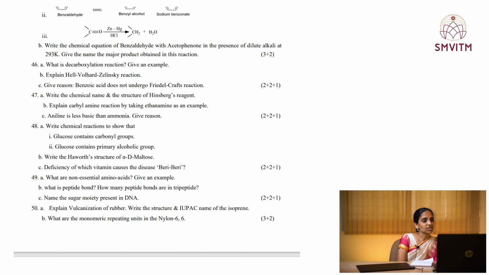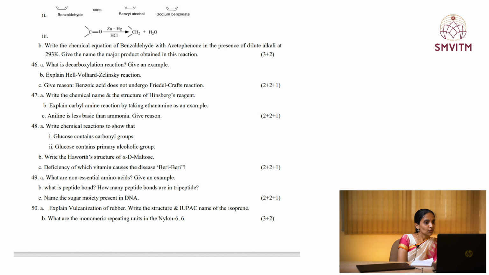What is decarboxylation? Give an example. You can take say sodium acetate and treat it with soda lime. What happens is you get a hydrocarbon methane. Okay, that becomes an example for decarboxylation. Next is HVZ reaction. It's a named reaction discussed already. Benzoic acid doesn't undergo Friedel-Crafts reaction. Why? Because benzoic acid binds to the catalyst aluminium chloride.